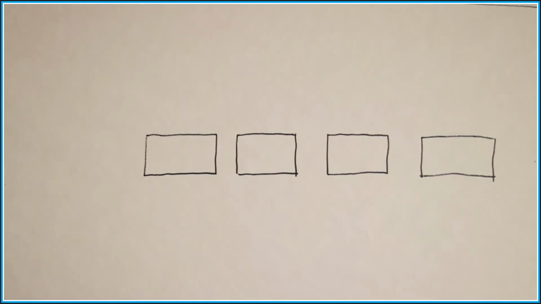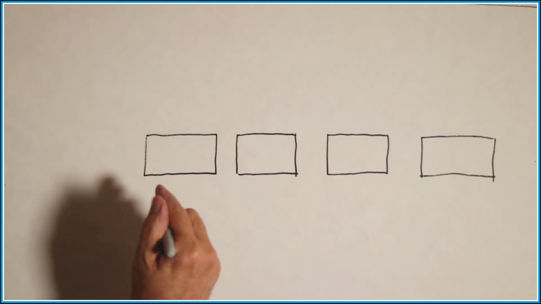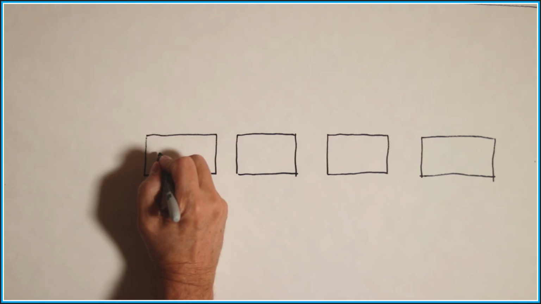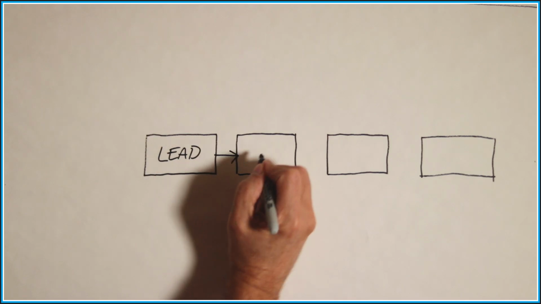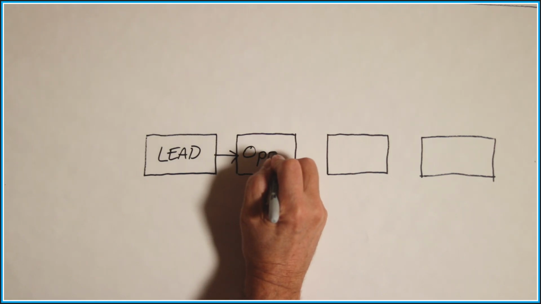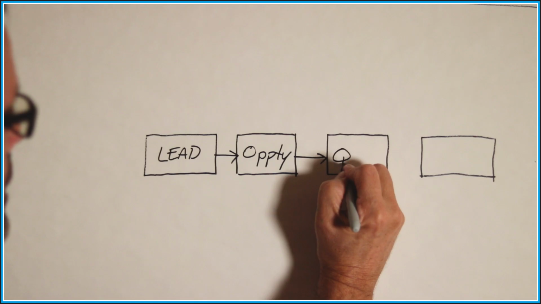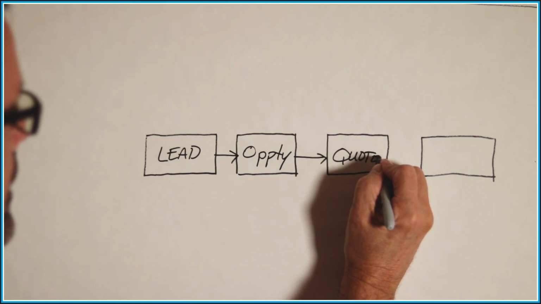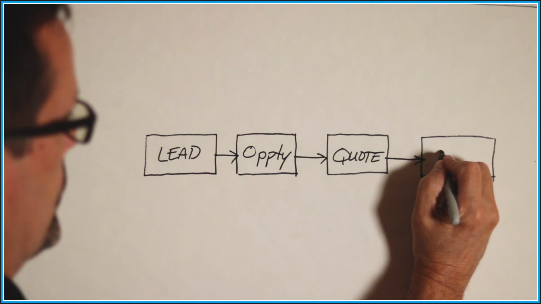These 4 boxes represent the different things that are inside of a CRM system, different screens, if you will, that show a progression through that pipeline. So we start with a lead, and the lead flows into an opportunity. The opportunity is quoted, and the quote that is selected is turned into an order.